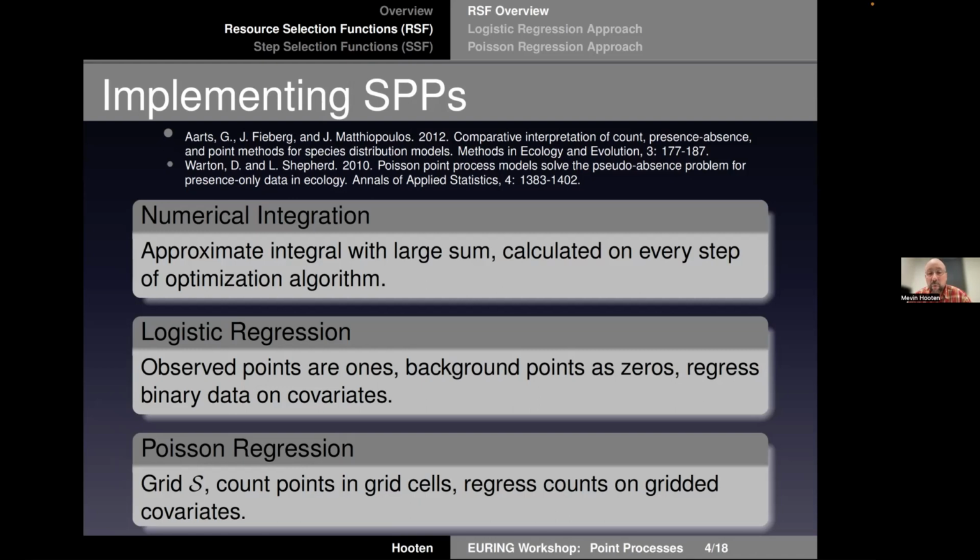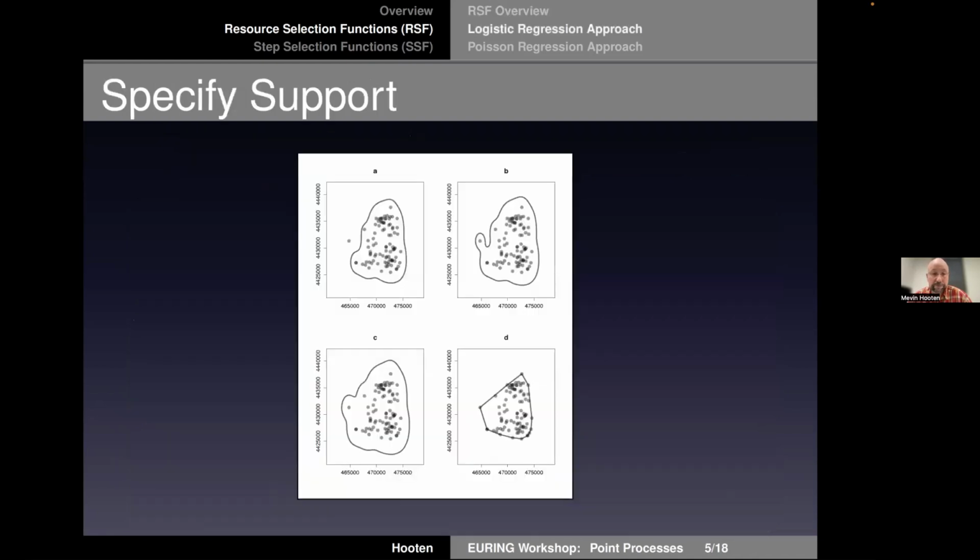As long as the number of background points increases, you will obtain the same inference for your coefficients beta, the selection coefficients, as you would if you did the integral directly. So that's a great trick. And the same thing is true of Poisson regression. In the Poisson regression case, you just grid the area up into grid cells and count the number of points that fall in each grid cell and use those as your data and fit a Poisson regression. And this can be done, and I'll show you in just a second, trivially in R. It's mostly about just the processing of the data. That's the hard part. So let me show you how that works.